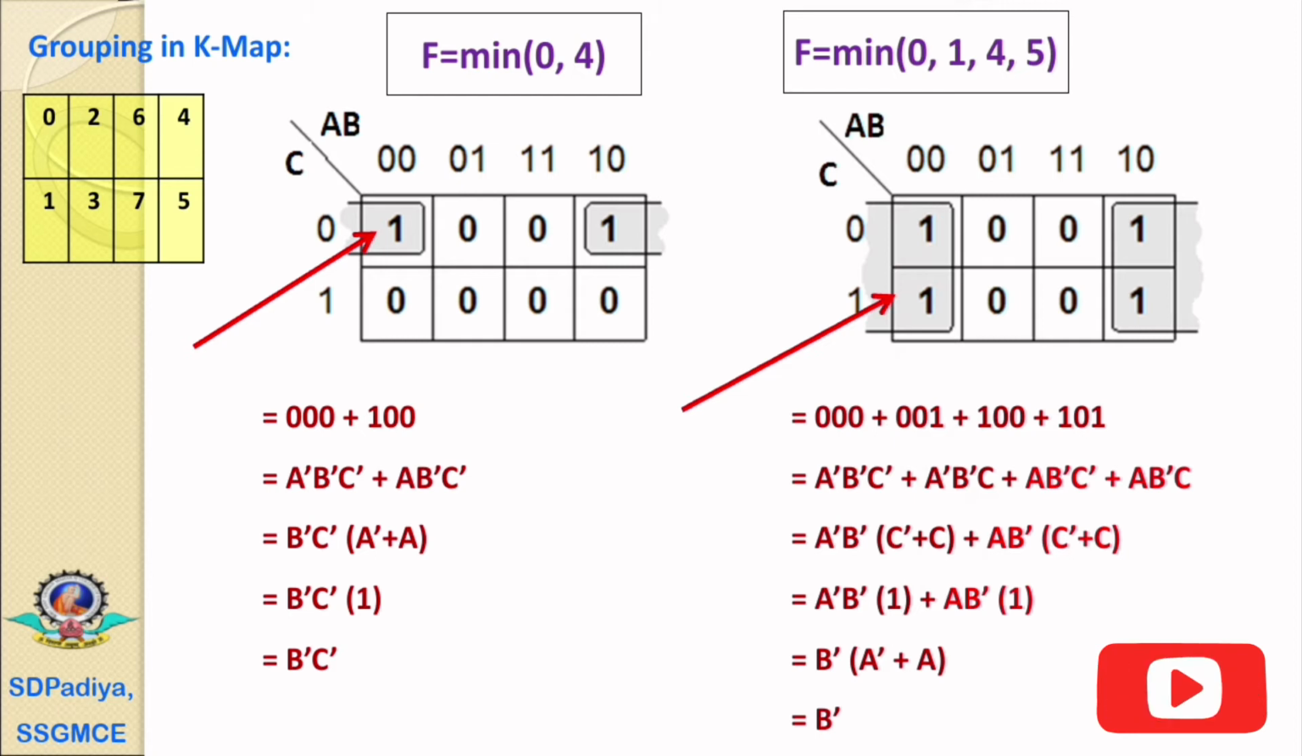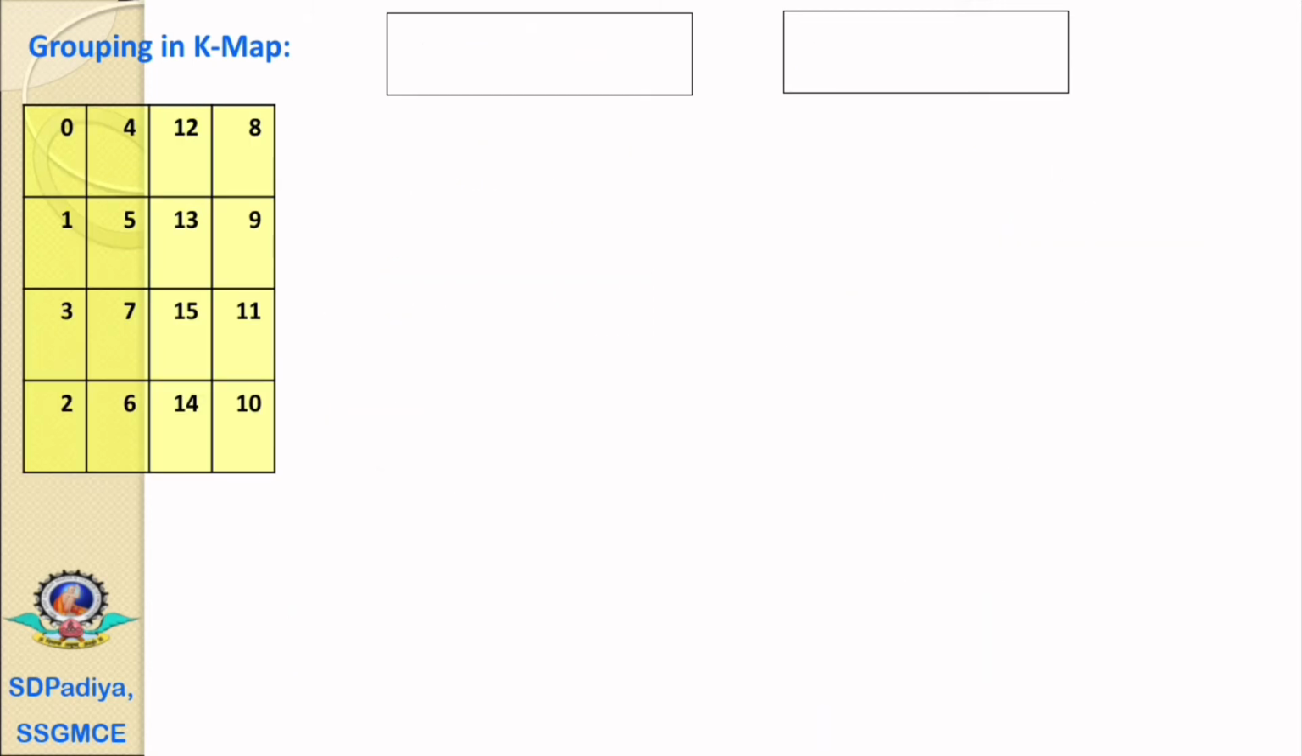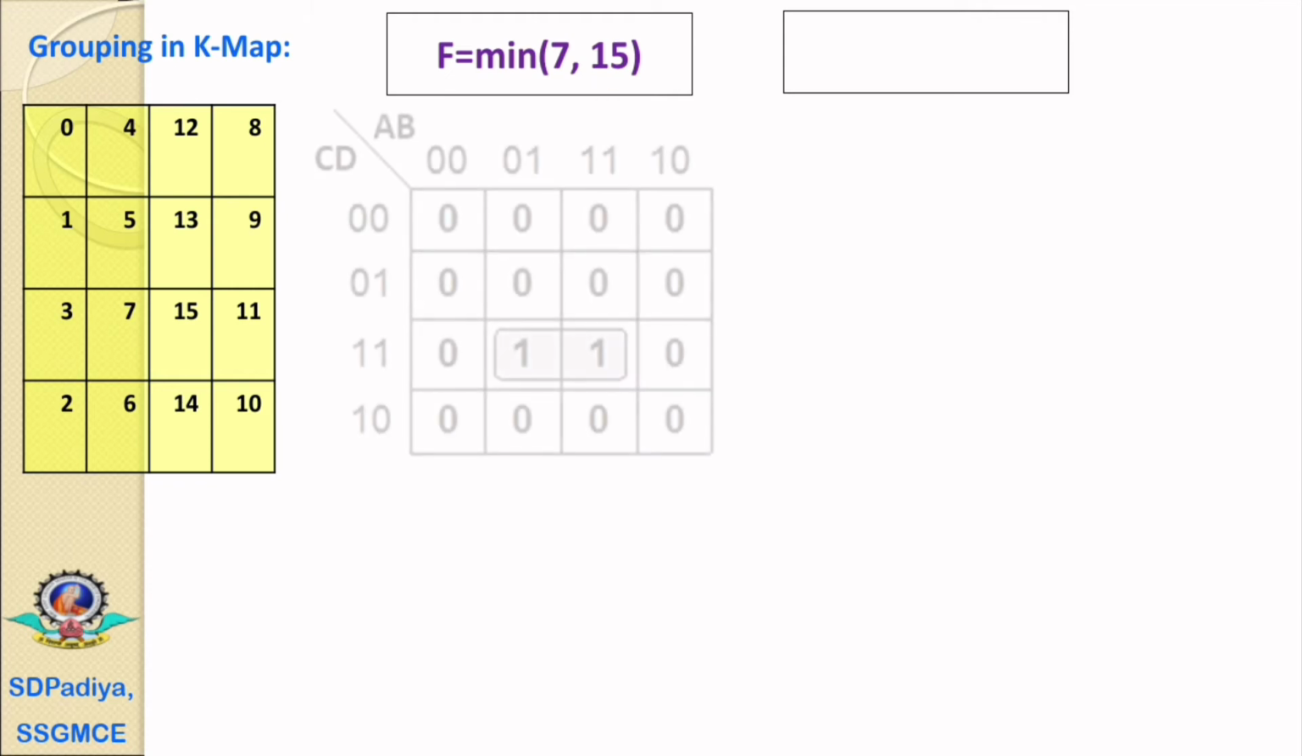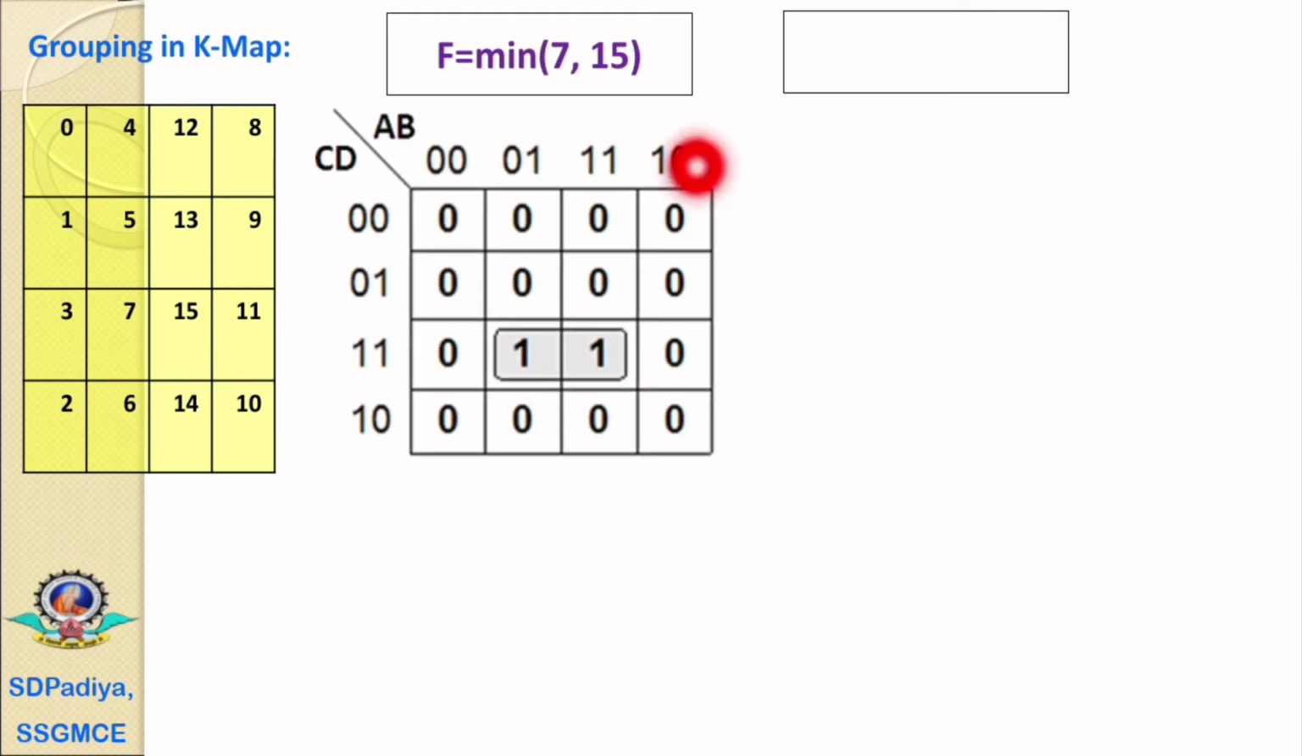Before that, when we formed a group of 2 variables, only 1 variable was eliminated. But now, 2 variables are eliminated. The next is a min term with 7, 15. Now, 15 is greater than 7. Therefore, we have to construct a K-map with 4 variables, that is, a K-map with 16 cells.